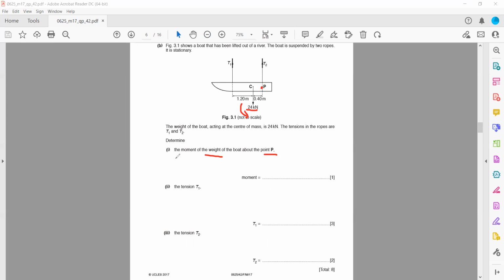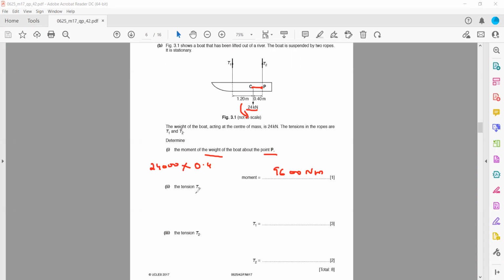Moment is the product of force and distance. Force is 24 kilonewton, or 24,000 Newton, multiplied by the distance from the pivot. This distance is 0.4. So 24,000 multiplied by 0.4 will give us the turning effect due to the weight, which is 9,600 Newton meter anti-clockwise.